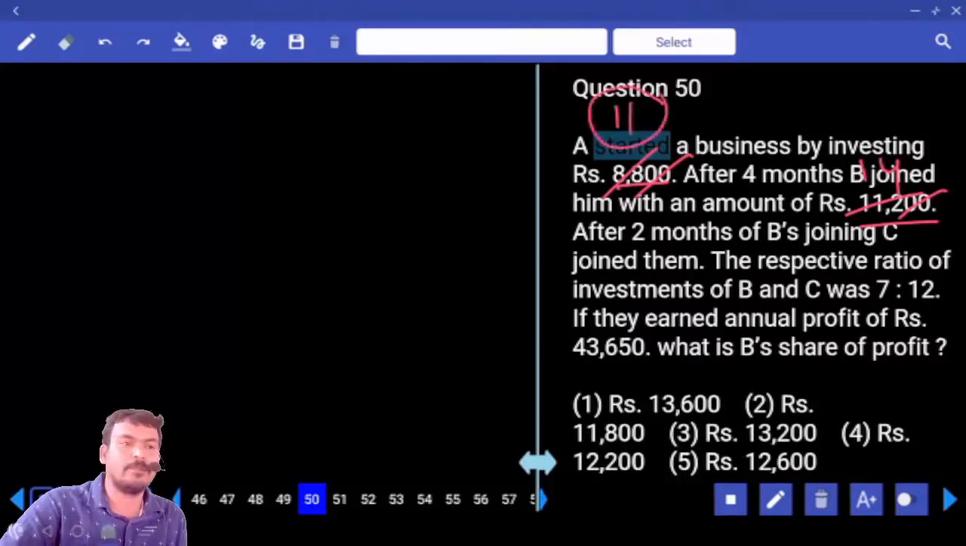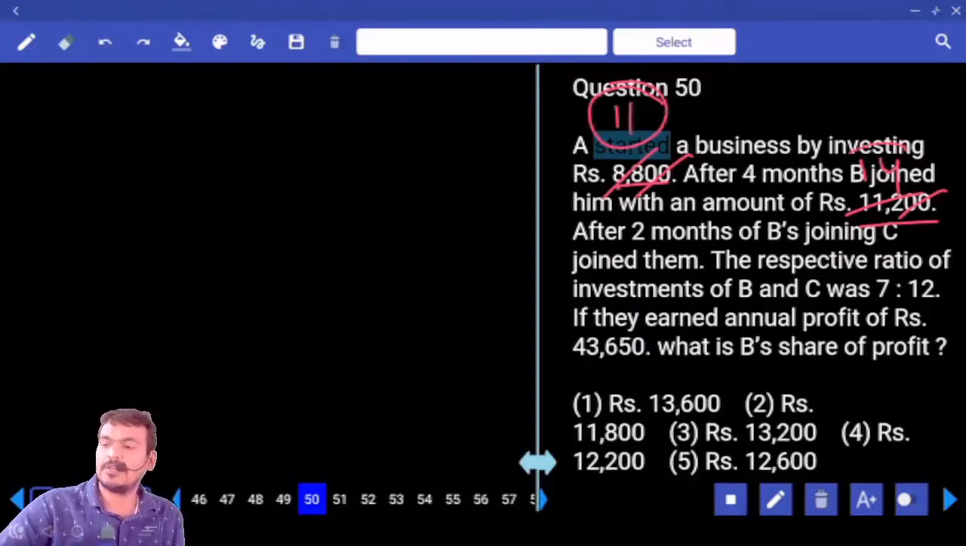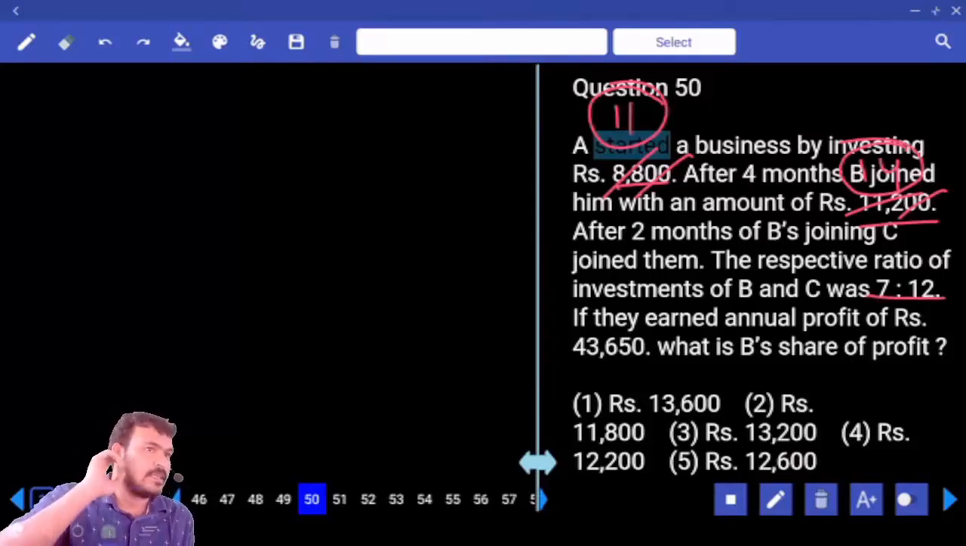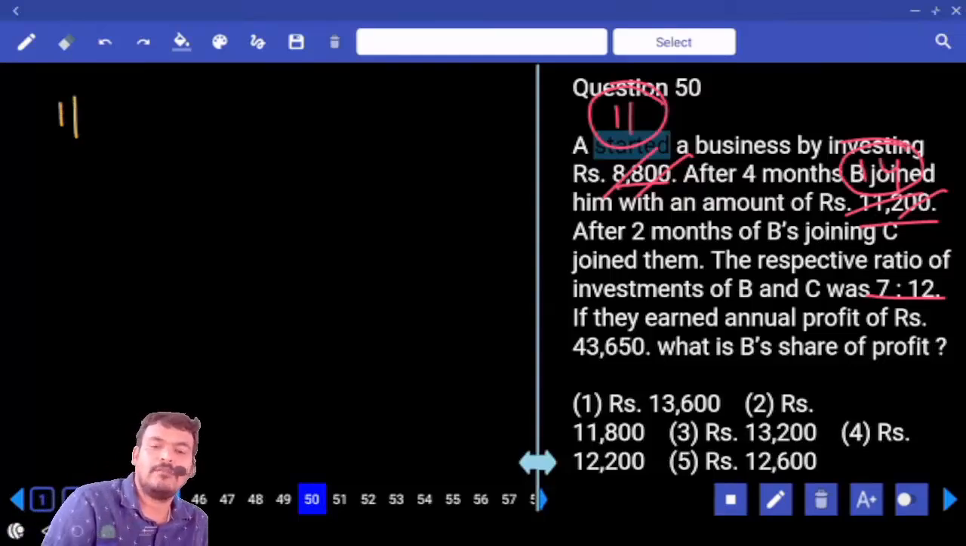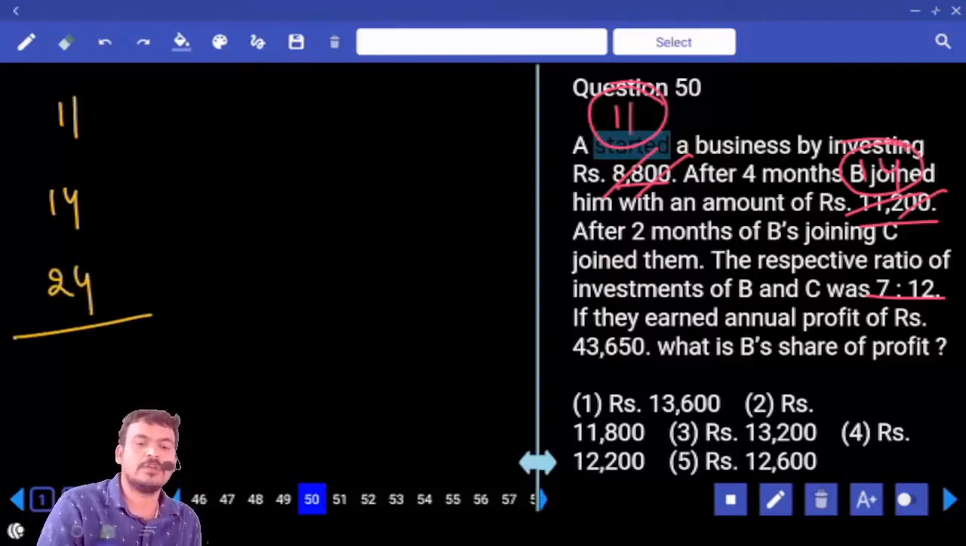A investment is how many parts? 11 parts. B investment is how many parts? 14 parts. But in the second one, B and C, what ratio is given? 7:12. 7:12, again we write 14:24, or not? 7:12 means we write 14:24. What is the A investment? 11 parts. B investment 14 parts. C investment 24 parts. What is the total investment?